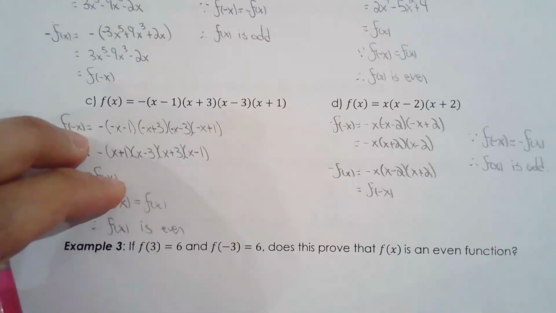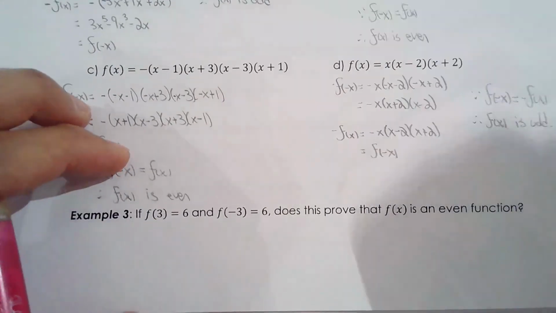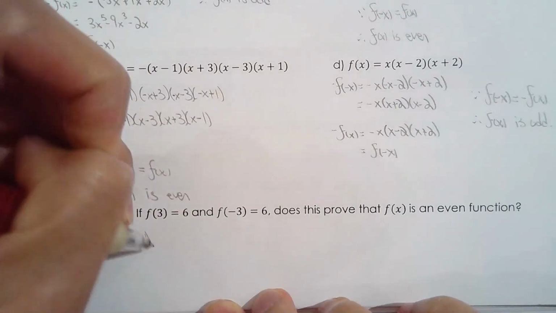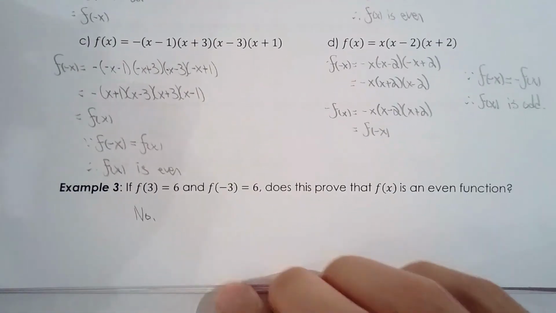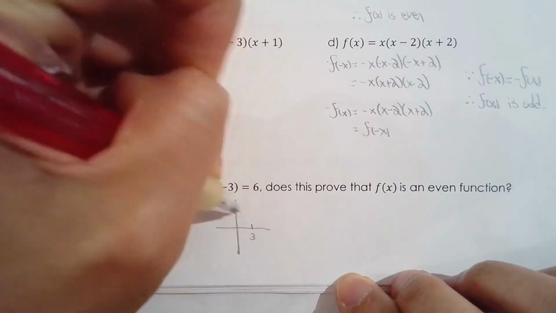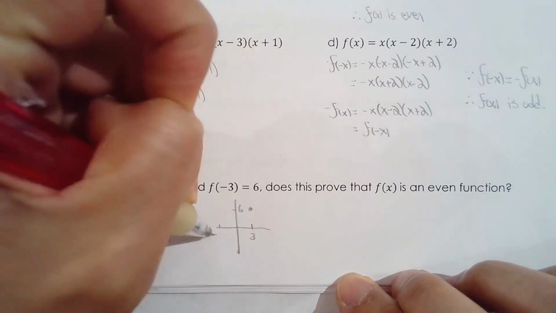Okay, last question. If f of 3 equals 6 and f of negative 3 equals 6, does this prove that f of x is an even function? So hopefully you're going to say no. Okay, so the question is why? We can't just say no. So let's say (3, 6) and (negative 3, 6).